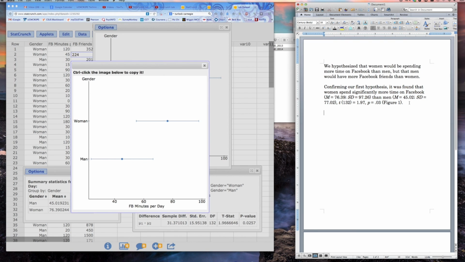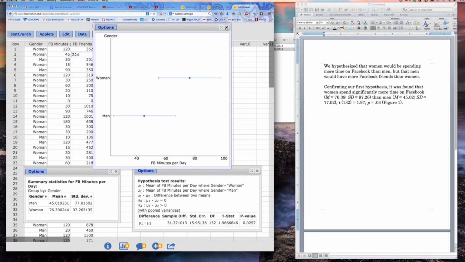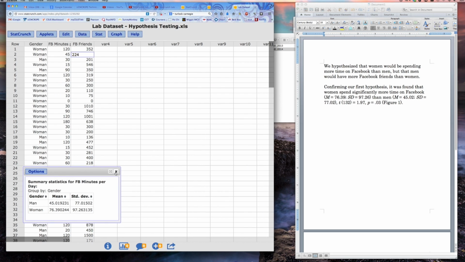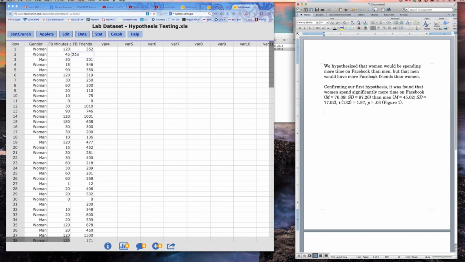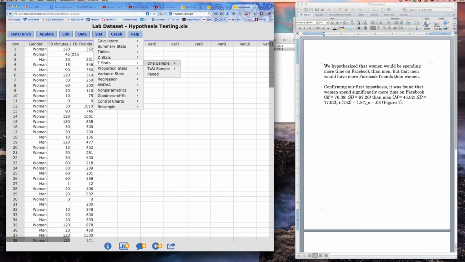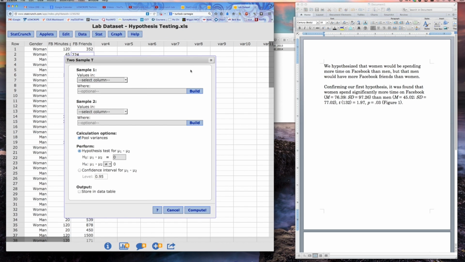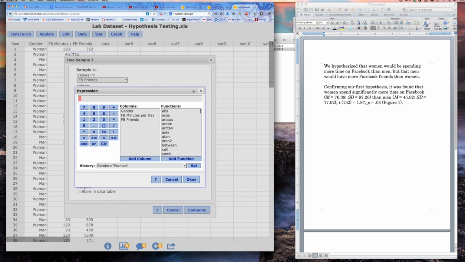I'll do this one more time in order to show you all the steps once again. So let's say we wanted to test out our second hypothesis, that men would have more Facebook friends than women. Then again, we'll just go through all the steps. First, we'll do a t-test. So here we can go Stat, T-test, Two Sample with Data. And this time we're going to select Facebook friends in both columns. But again, we're going to build the where statements comparing women and men.